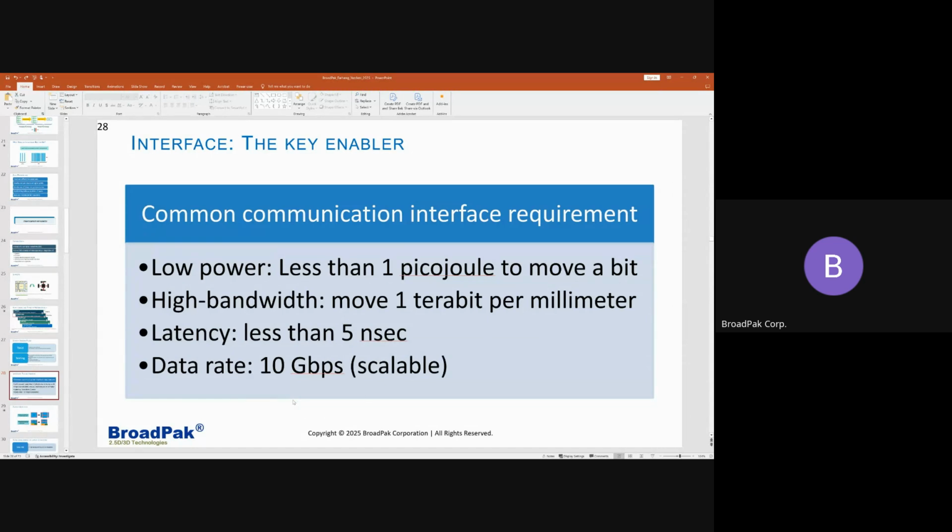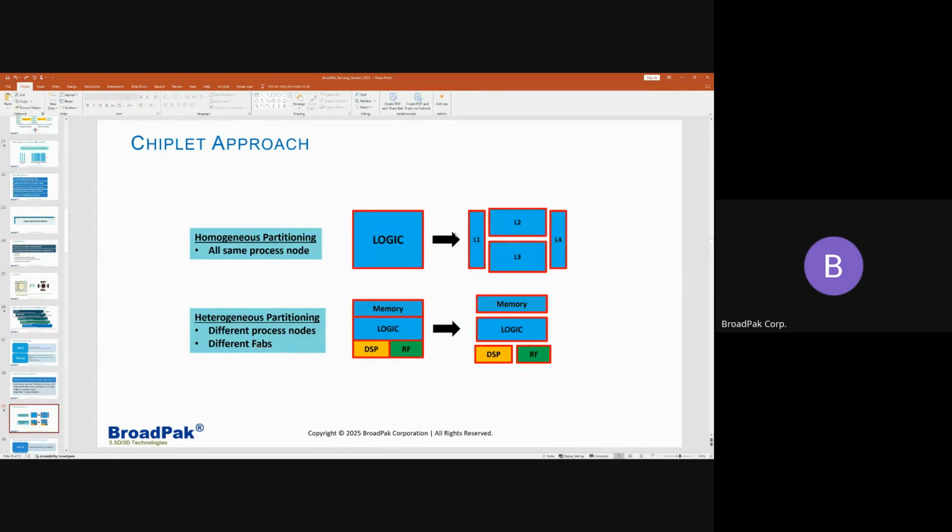So right now we are at 4, 6, 10, 12, 16 gigabit per second, 24 gigabit per second, 32. Some IP providers are at 40 and 65 gigabit per second. That's going to increase the bandwidth. So how are you going to partition the chiplet approach? Well, if you take your logic, which is your core compute, you can basically partition it into 4 segments.